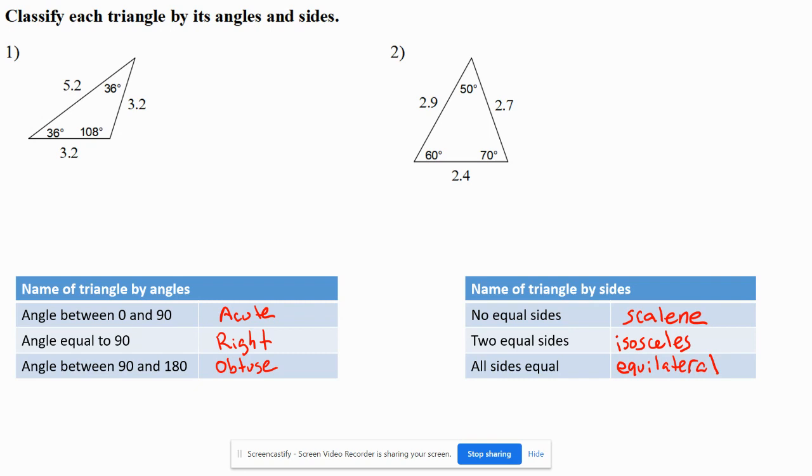Now, looking at question number 1, I have to classify the triangle by its angles and sides. So let's take a look at the biggest angle first. I'm looking at the three angles. Now I'll focus on the biggest of the three. Remember, just looking at the corners. In this case, 108. Because the number 108 is between 90 and 180, I'm going to call this triangle obtuse. Once again, I look at the biggest number. Now let me take a look at the sides. I notice that two sides are equal, right? 3.2 each of them. Because two sides are equal, I'm going to call this triangle isosceles.